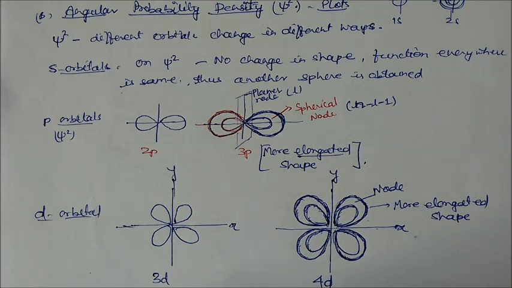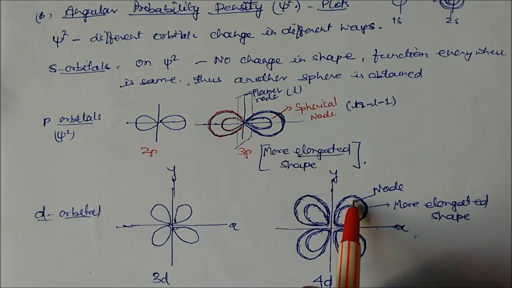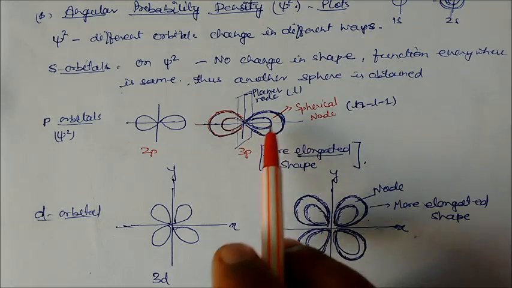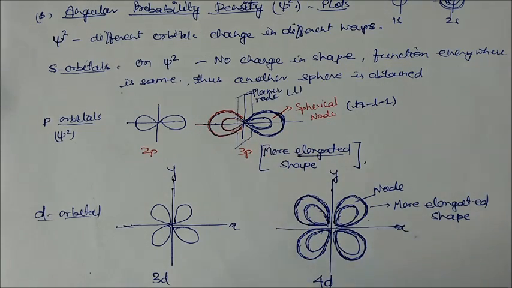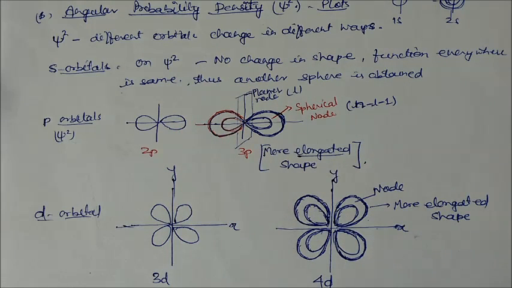In the case of d, you can see here this is a 3d, which has one graph, but if you take 4d we have two, one small and one big. In between, one node is there, and this becomes more elongated. The shape is elongated if you take the higher orbitals. This is what happens in the angular probability densities. These are the graphs, keep in mind.